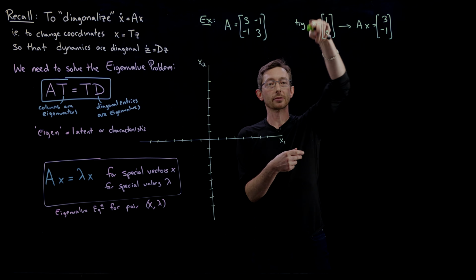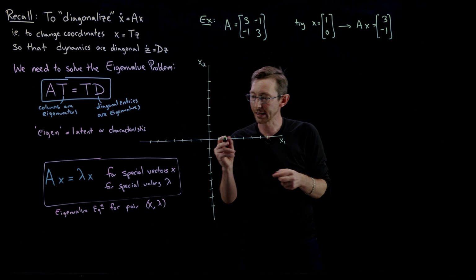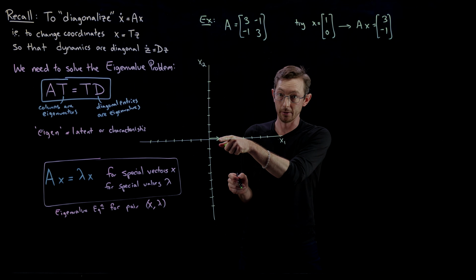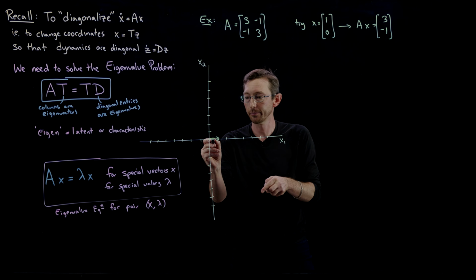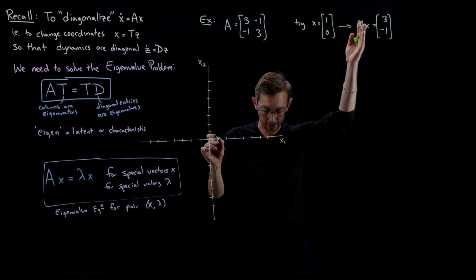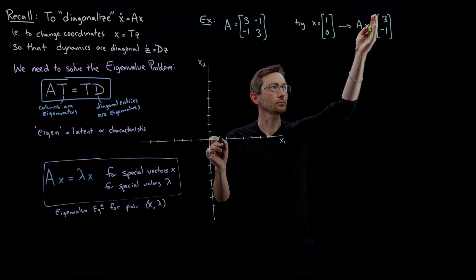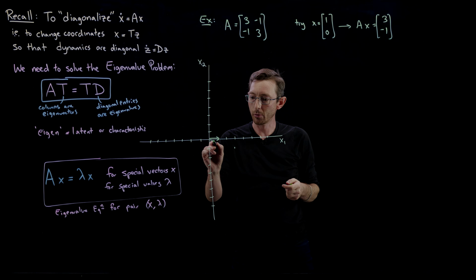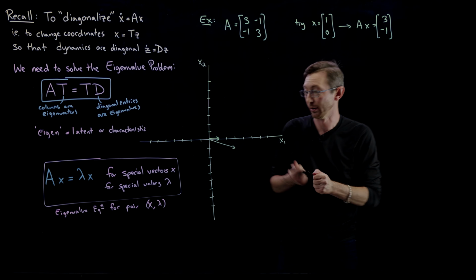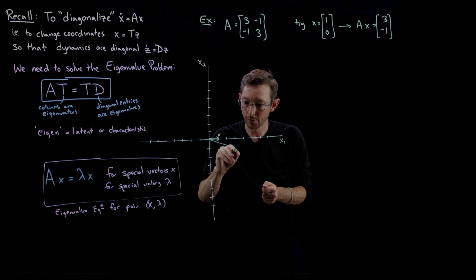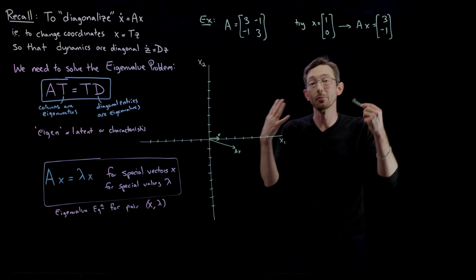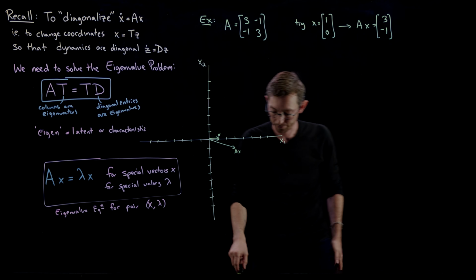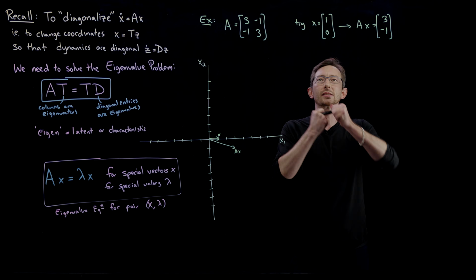So what I literally did here is I took this test vector x, this vector [1, 0], it's 1 in this direction, 0 in this direction, and I multiplied it by A, and I got something that was 3, negative 1. So I got something that points in a completely different direction. This was x, and this was Ax. They point in completely different directions, so they can't possibly be eigenvectors of this system. Good.